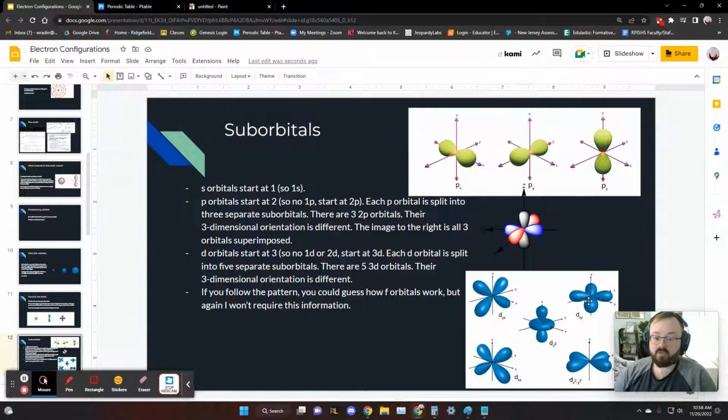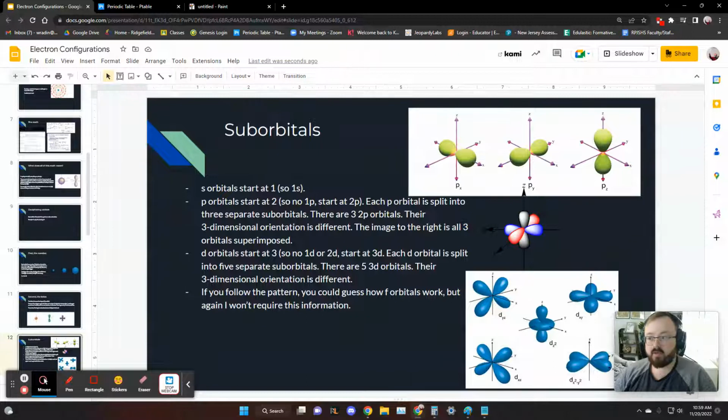Again, it comes down to just the geometric shape of them. Notice they're on different axes in the three-dimensional sphere, and then this one is just a little bit different. So one of them has a weird shape. The other ones are that double clover.